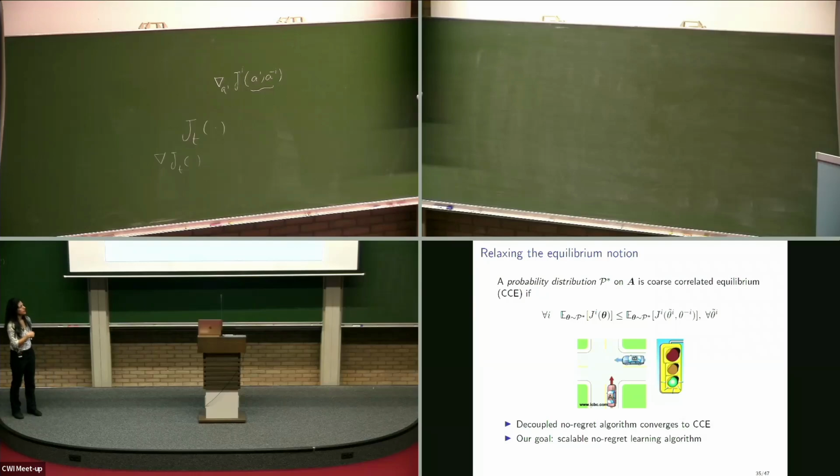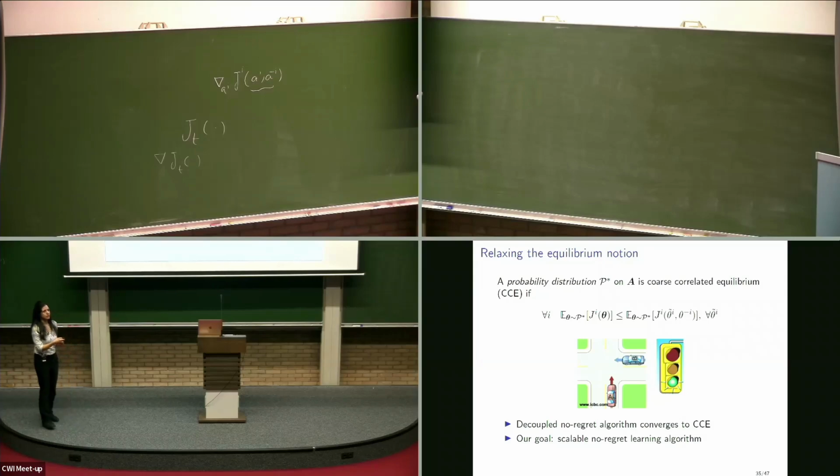And there are existing results that show that if you have a no-regret learning algorithm, which yesterday you saw a little bit in the lecture, not my lecture, they converge to a coarse correlated equilibrium. And our goal for the remainder of the talk is how to have a scalable no-regret algorithm, first in the non-dynamic case, and then in the dynamic case.